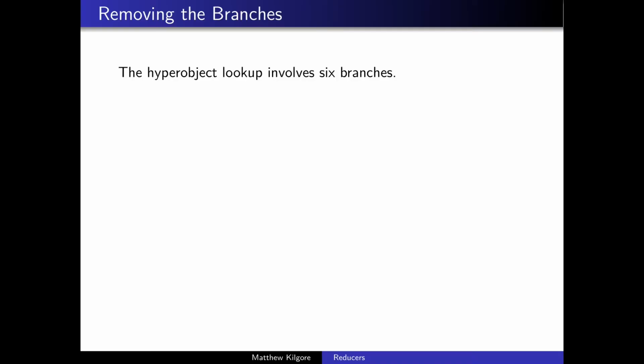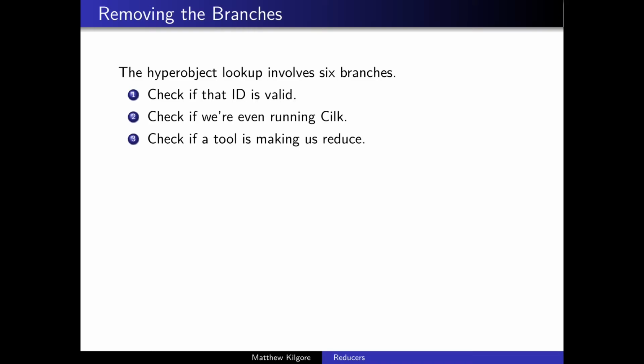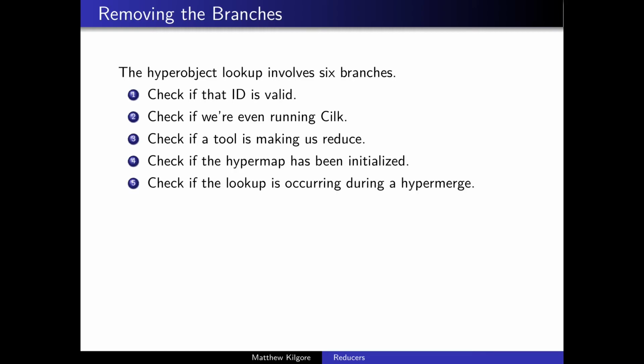There are 6 branches that weren't involved in the SPA hyperobject specification. Checking if the ID is valid, checking if we're even running search, checking if we have a search term running, checking if the hypermap has been initialized, and checking if the lookup is occurring during a hypermerge, and finally checking if the view has been initialized.